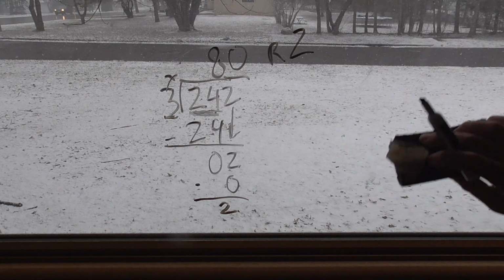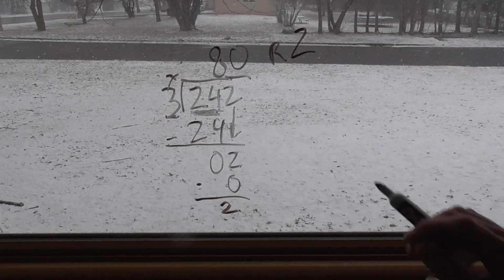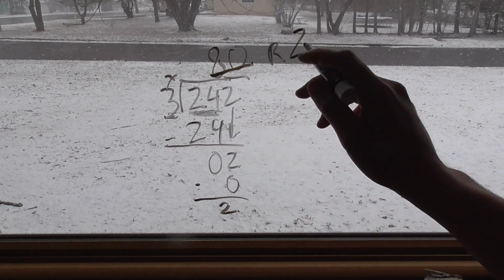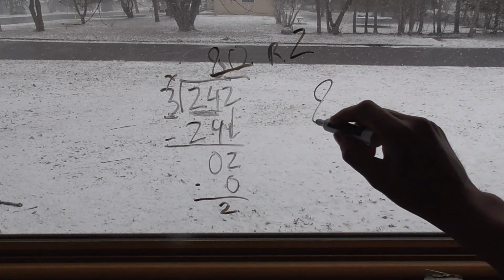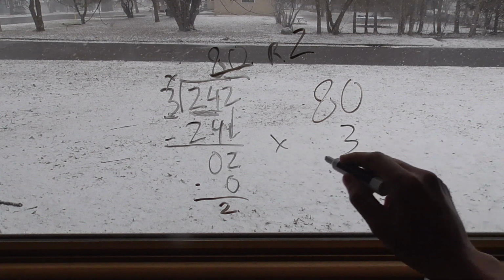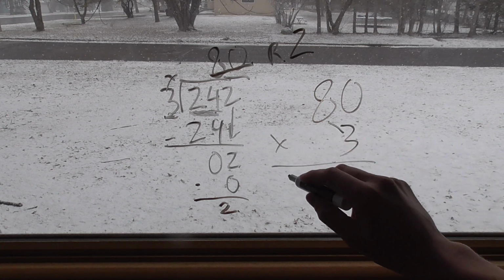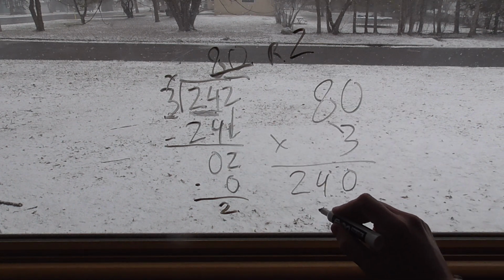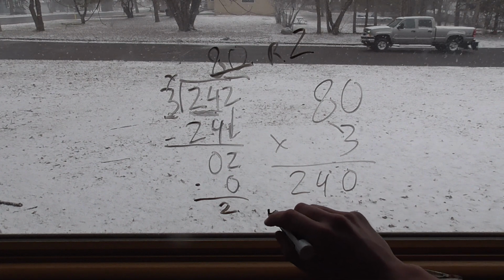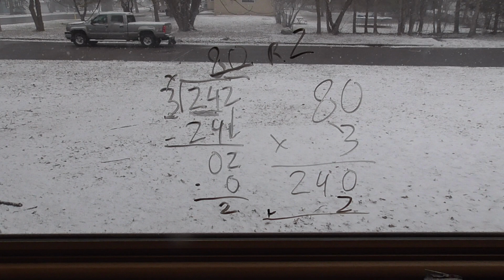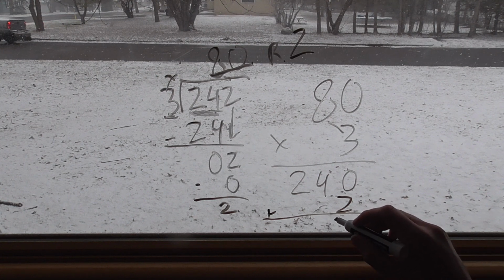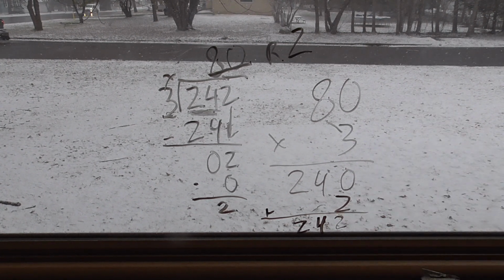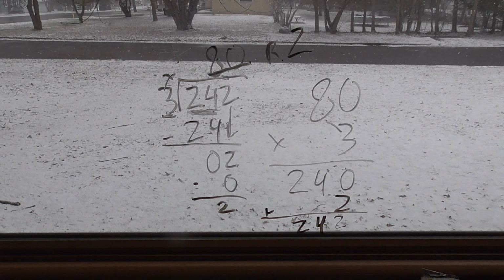Really quick, how can you check this? Well, if we go 80 times 3, we should get 2 away from 242. Let me show you what I mean. 80 times 3, 0, 240. Okay, we were close to 240, but we had a remainder of 2. We got to put that back on. Plus 2. Oh, it's getting pretty close to the window frame, I should say. 2, 4. Oh, there's our answer. 242. It checks out. All right. Good luck.